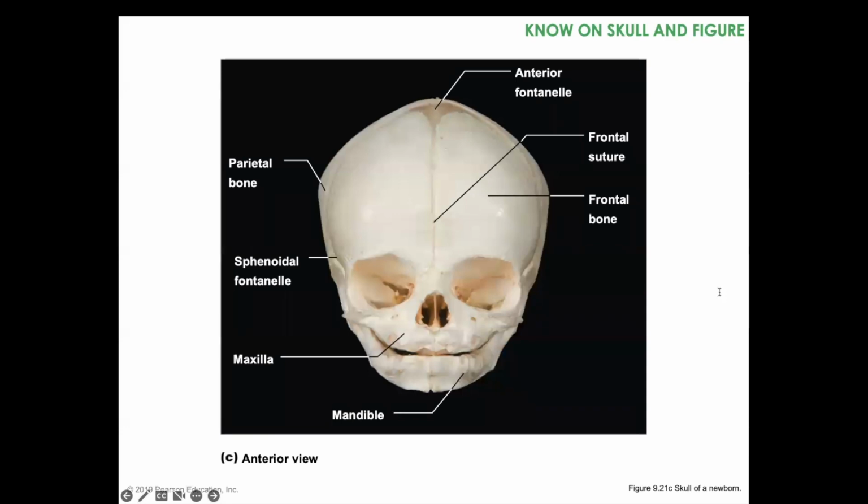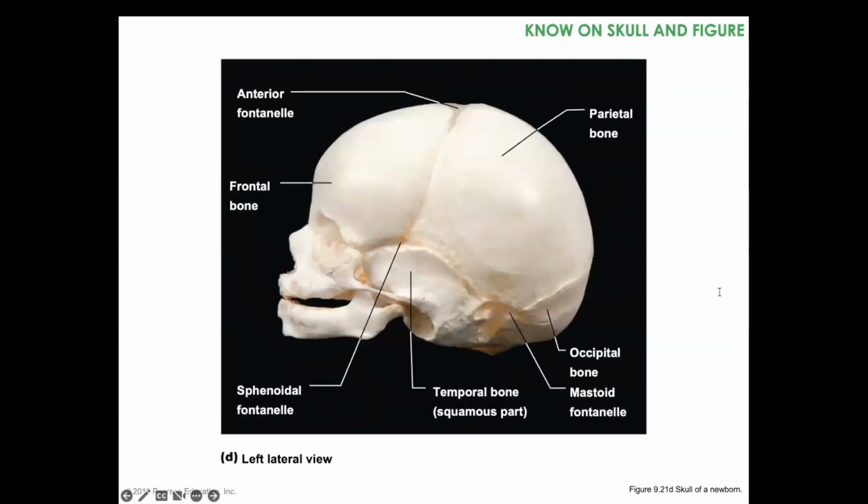And then here is just another cadaver image of a fetal skull. Again, use the color images to identify where the bones are and be able to tell me which bone is which on a model. And here's just a lateral view.